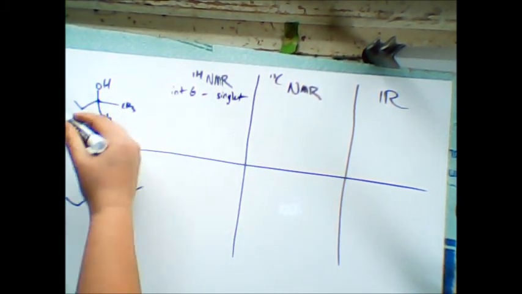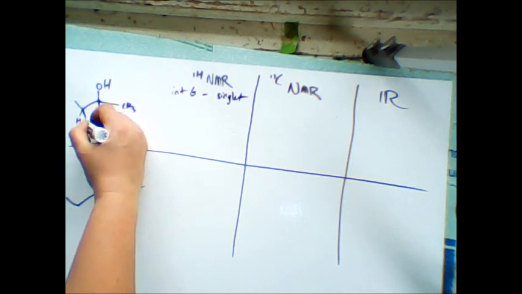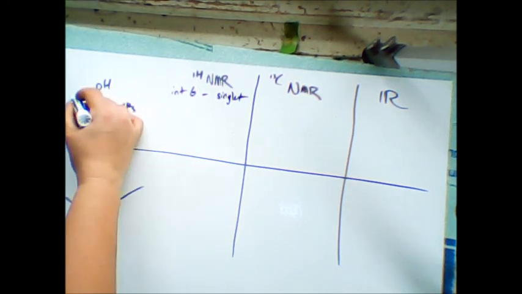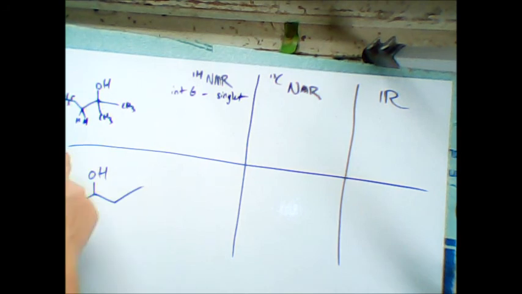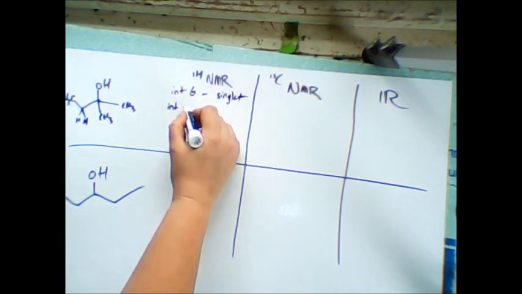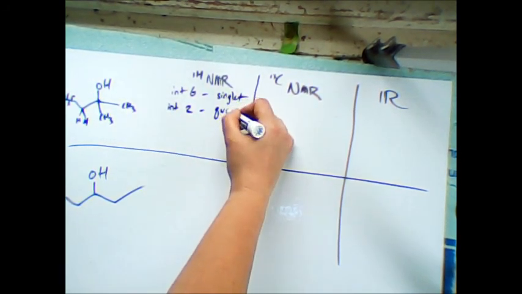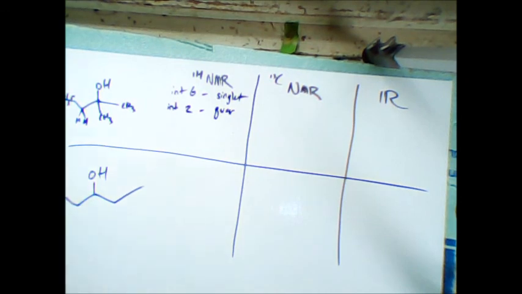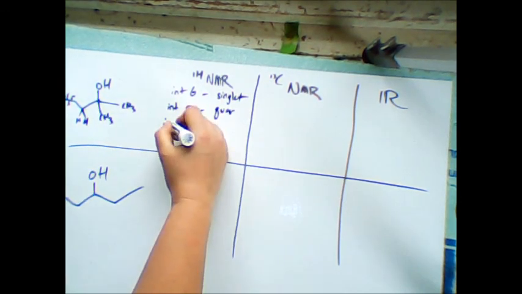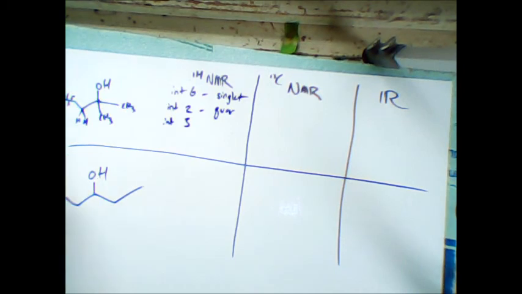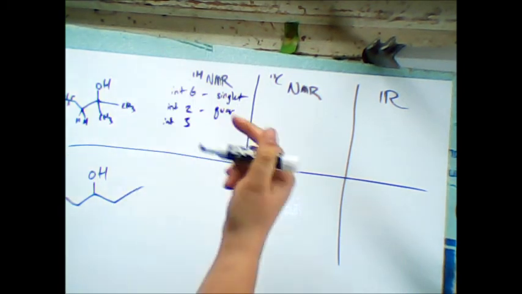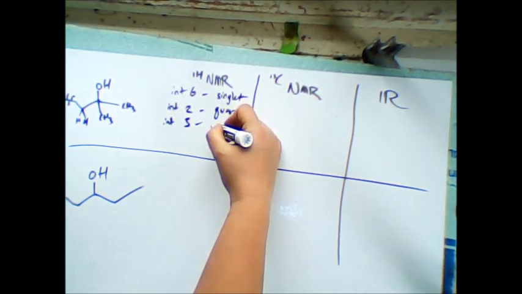No hydrogens here. We've got 2 hydrogens here. They are going to be coupling to this CH3 over here, which means they're going to be a quartet. So integration of 2 as a quartet. And of course, this methyl group over here, integration of 3 with a splitting of a triplet.